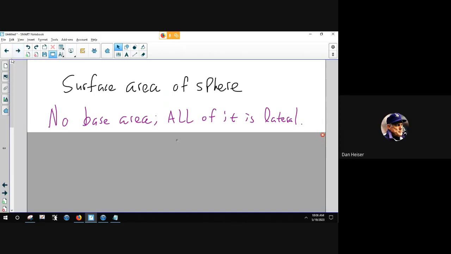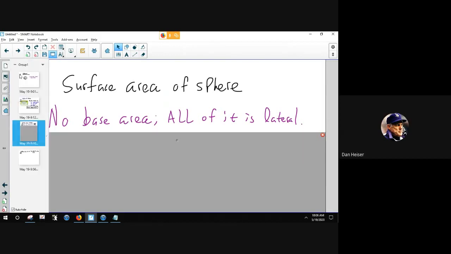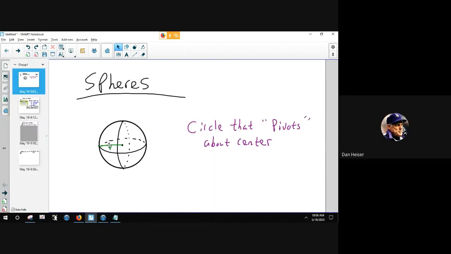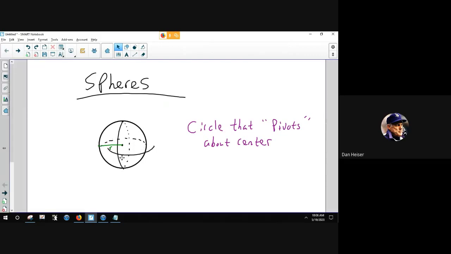One thing we notice is that a sphere has no base. All of the area is lateral. There is no base area. If I go back to the sphere, what we think is the base is this circle, and it's entirely inside. All of this area outside is lateral area.